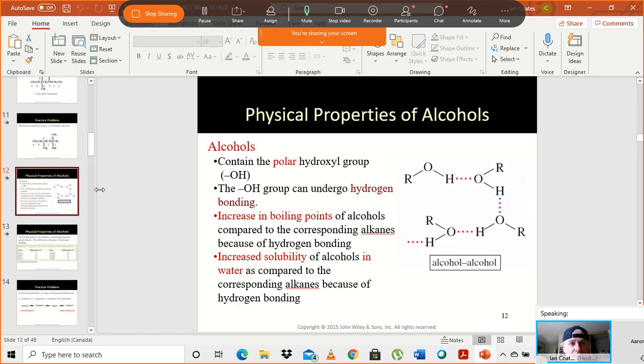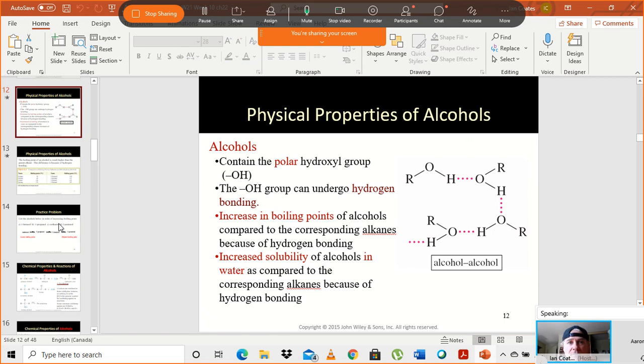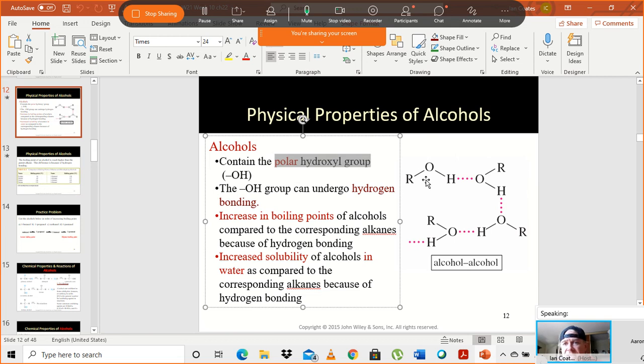Open that up a bit. Perfect. They contain the polar hydroxyl group, which we've talked about. These guys here can undergo hydrogen bonding. Okay? Like you look at water. Water, we can drink it, we can bathe in it, we can swim in it. But if you do a backflip off a diving board in a really, really wrong way, you can paralyze yourself. Water can act like cement because of this hydrogen bonding.